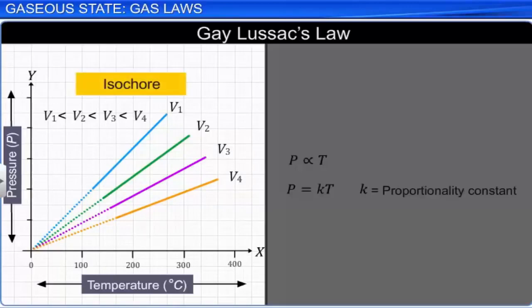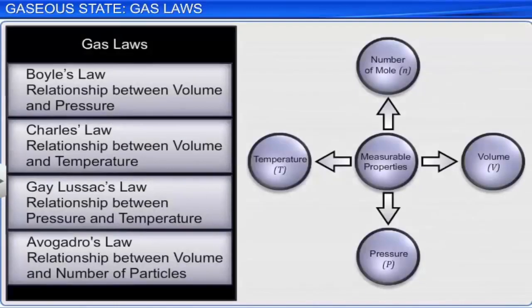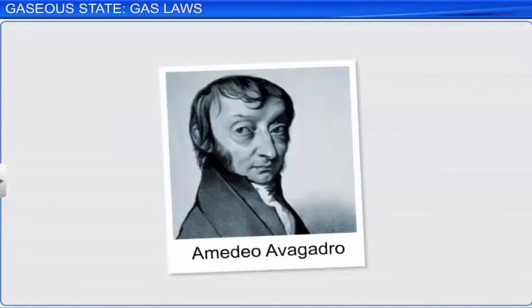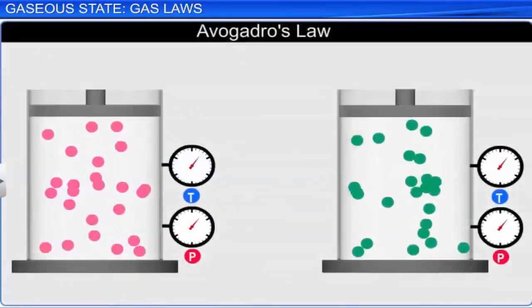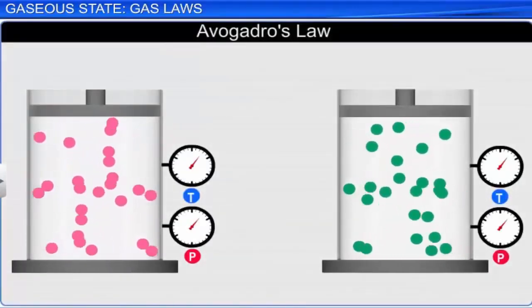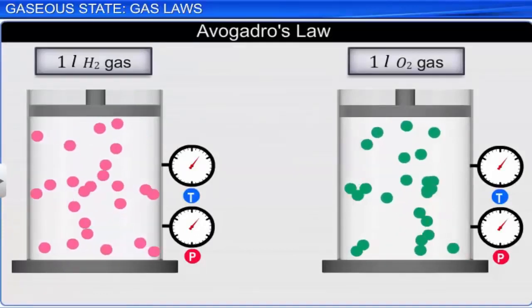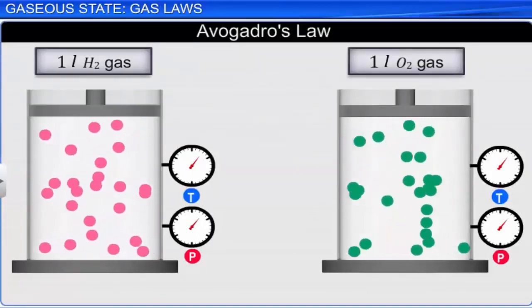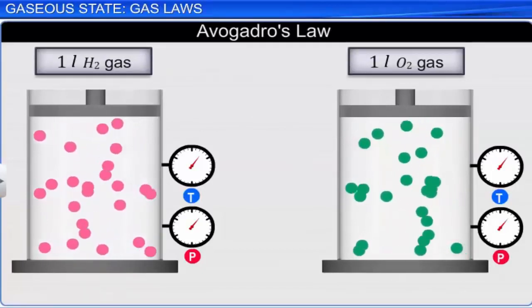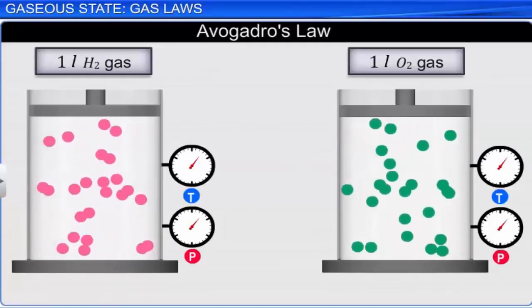The fourth gas law is Avogadro's law. In 1811, Italian chemist Amedeo Avogadro stated that at same temperature and pressure, equal volumes of gases contain same number of molecules, irrespective of their chemical and physical properties. For example, consider 1 liter of hydrogen gas and 1 liter of oxygen gas. Then, according to Avogadro's law, at same temperature and pressure, both contain equal number of molecules.